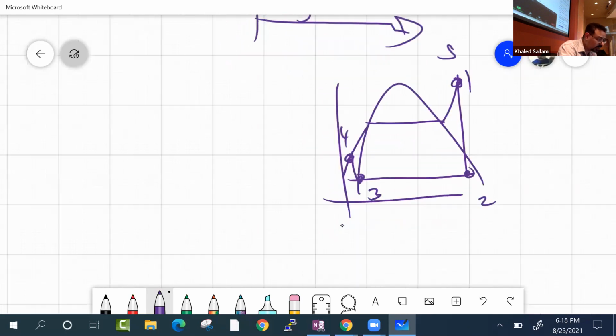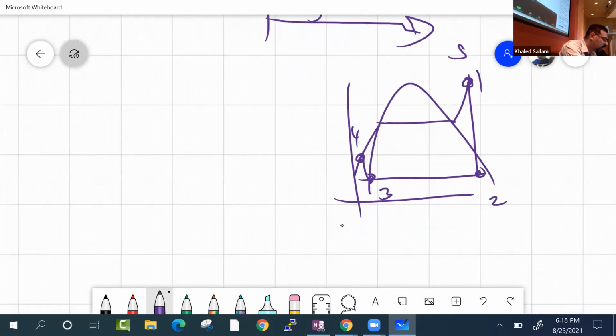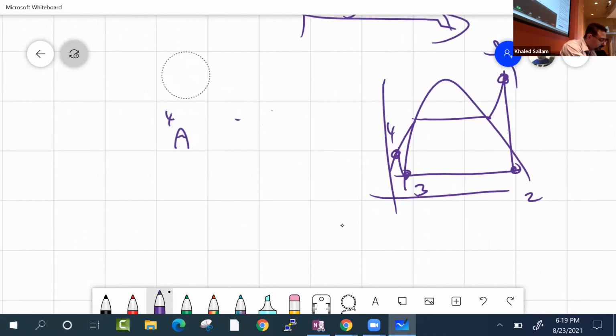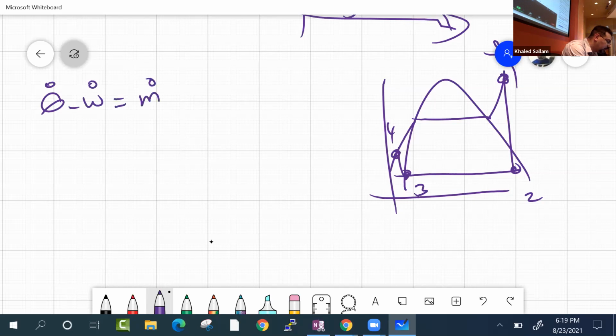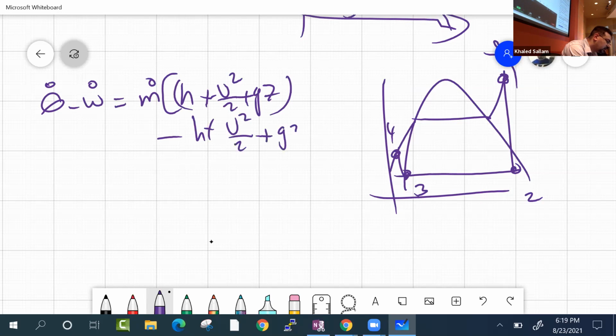So when I apply the first law to the boiler, I would say that Q added is, actually, let's write the first law nicely first. So I'm going to say Q dot minus W dot equal to M dot times (H plus V square over 2 plus GZ) minus (H plus V square over 2 plus GZ).